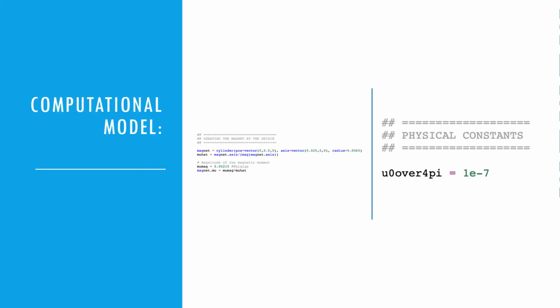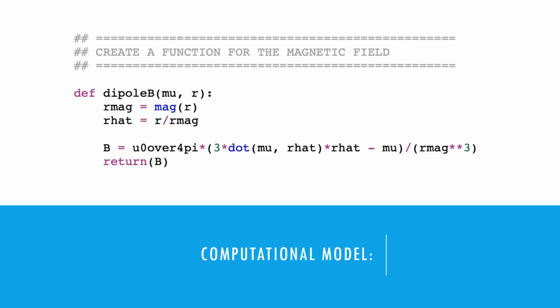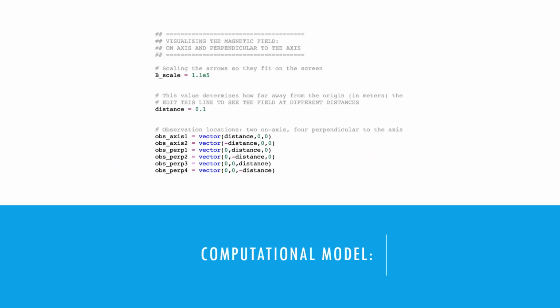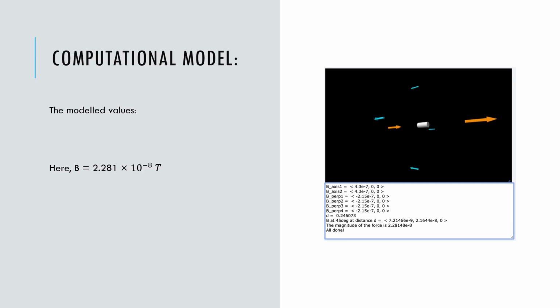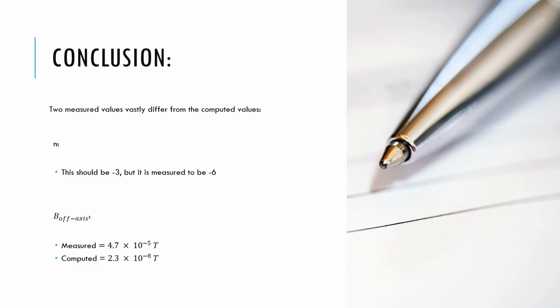Finally, we then created a computational model using the Biot-Savart's law, which we have seen before in GlowScript. The computational model accounted for the various distances and also created a comparative graph. For the modeled values, we found that B is equal to, in this image shown here, 2.281 times 10 to the minus 8 teslas.